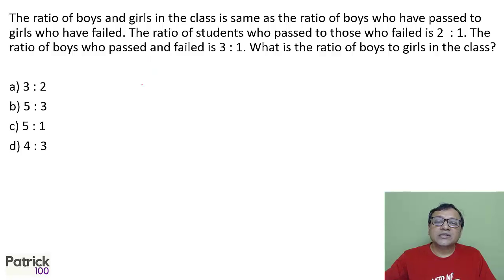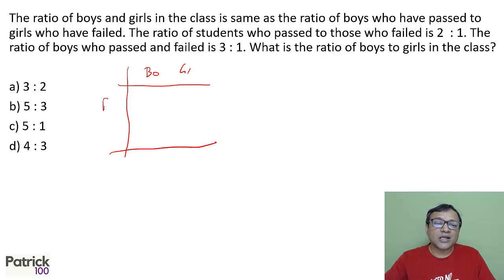Ratio of boys and girls in a class. So this is boys and girls who have passed and who have failed, the same as people who pass and fail. So the ratio of students who pass to those who fail is 2:1. And the ratio of boys who passed and failed is 3:1. So let's say boys who passed and failed are 3x and x.